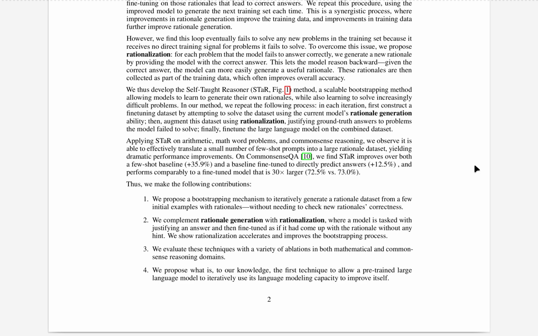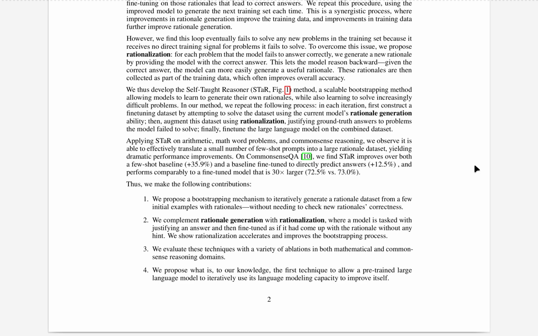We show rationalization accelerates and improves the bootstrapping process. 3. We evaluate these techniques with a variety of applications in both mathematical and commonsense reasoning domains. 4. We propose what is, to our knowledge, the first technique to allow a pre-trained large language model to iteratively use its language modeling capacity to improve itself.